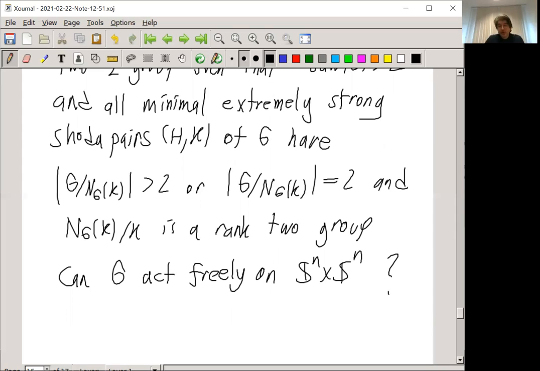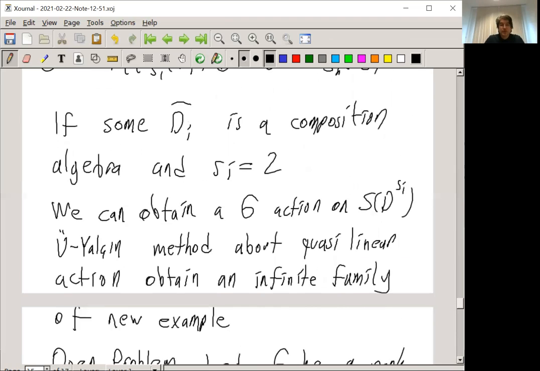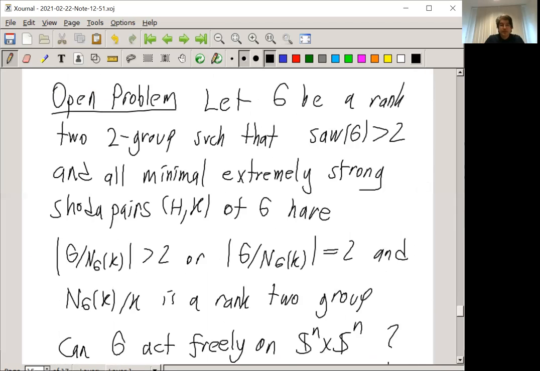Okay, yes. So this is all I want to say. Let me finish with this open problem. But as I said, we have an infinite family of examples using these techniques.